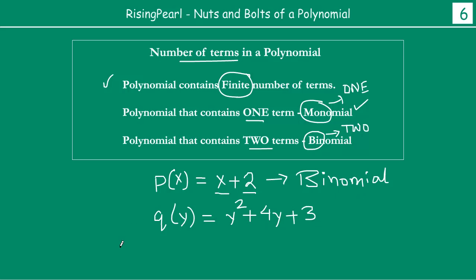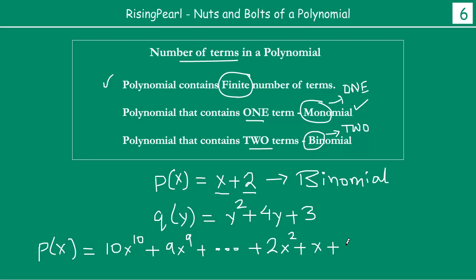Now कभी कभी you will see कि people write something like मान लीजिए px, एक ऐसे polynomial किसी ने लिखी है which contains, maybe it is written something like, let's say 10x to the power 10 plus 9x to the power 9 plus dot dot dot plus 2x to the power 2 plus x plus 1.